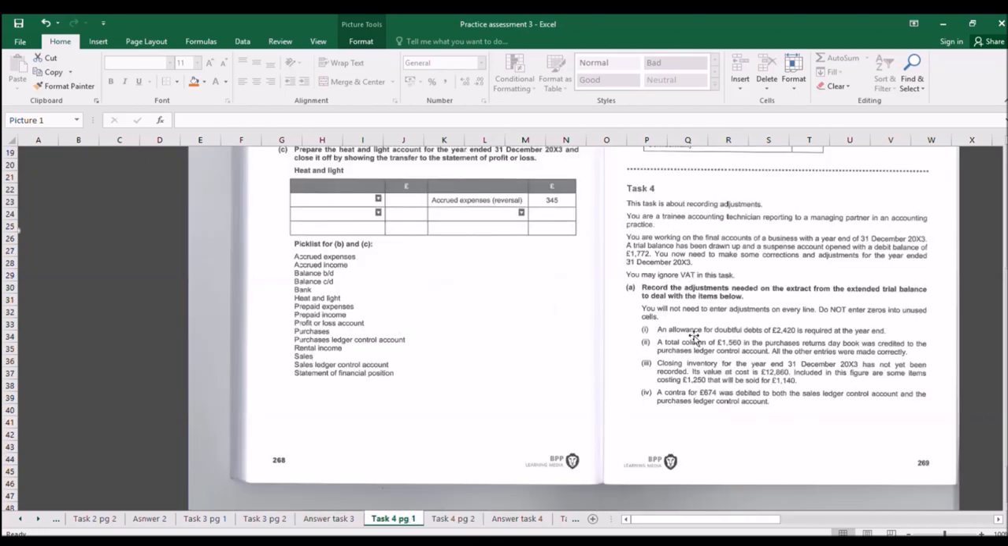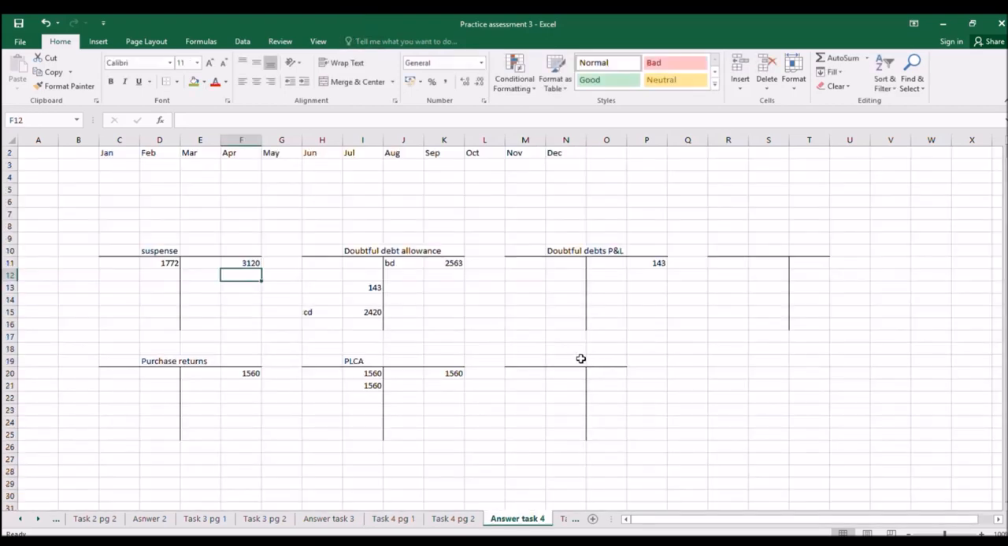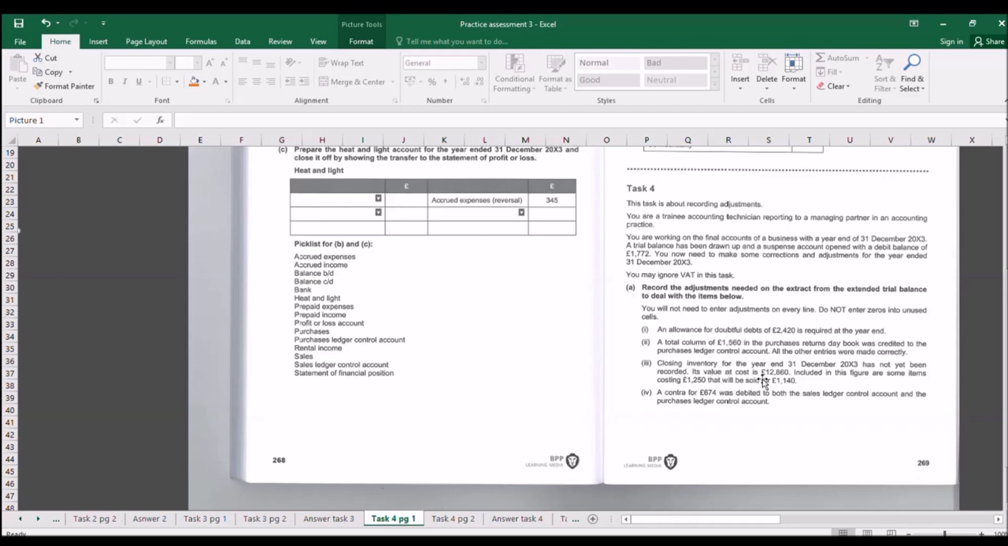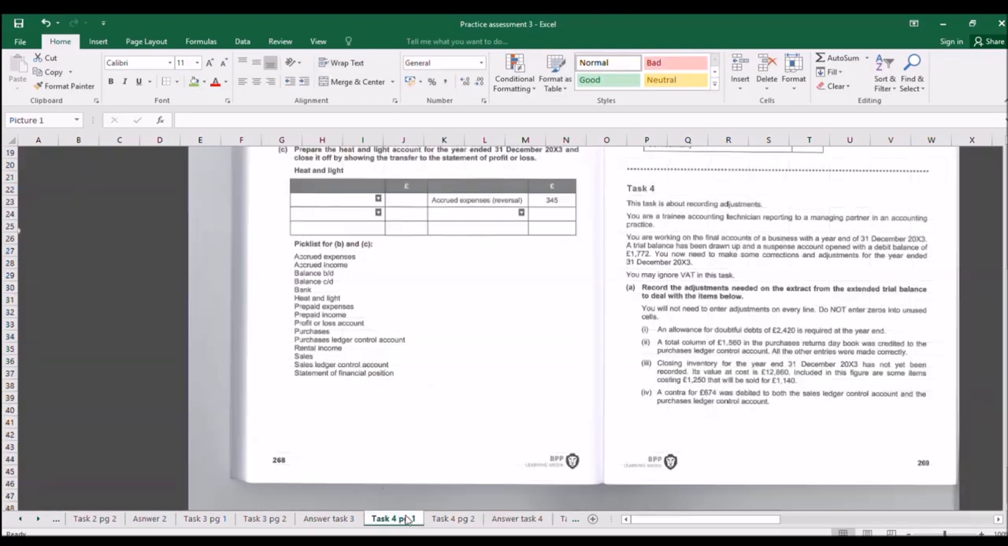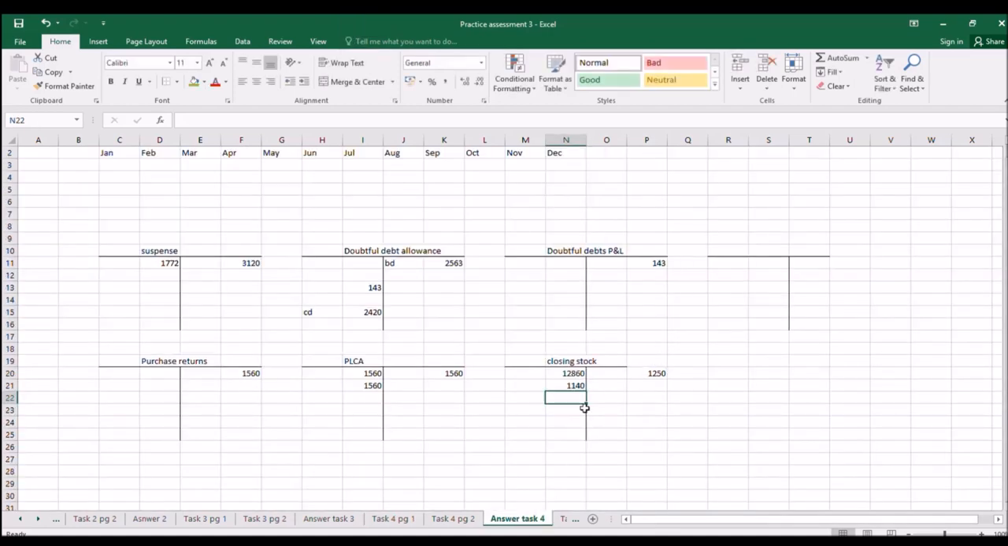Let's get back to the question. In here, closing inventory for the year end on the 31st has not been recorded. Its value at cost was 12860. Closing stock 12860. Okay. Including this figure, some items costing 1250 will be sold for 1140. So actually what we've got is a credit 1250, and we're only going to have 1140 here. So our value of closing stock is actually going to be 12750 here.